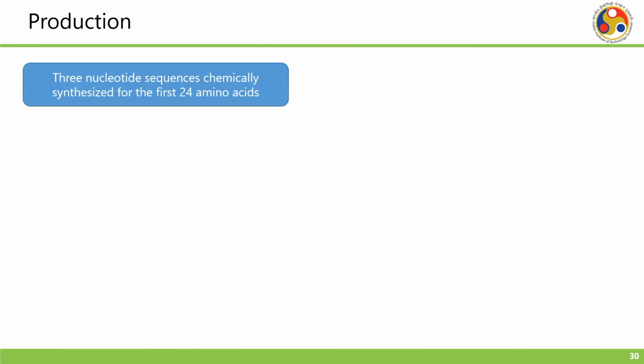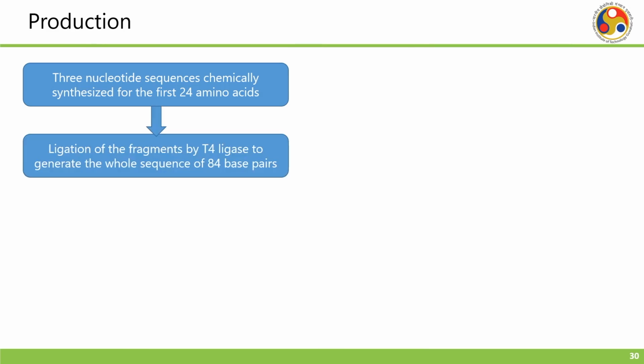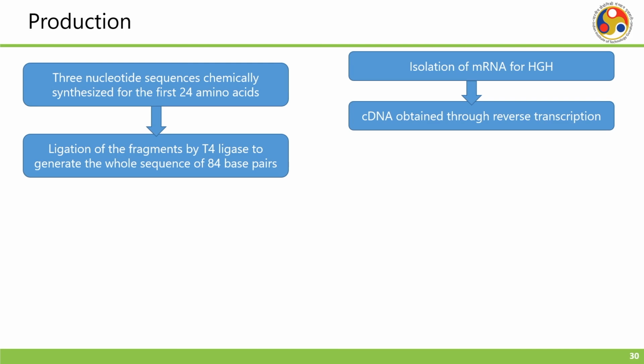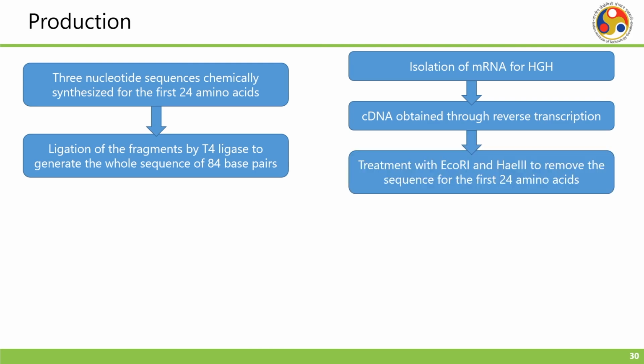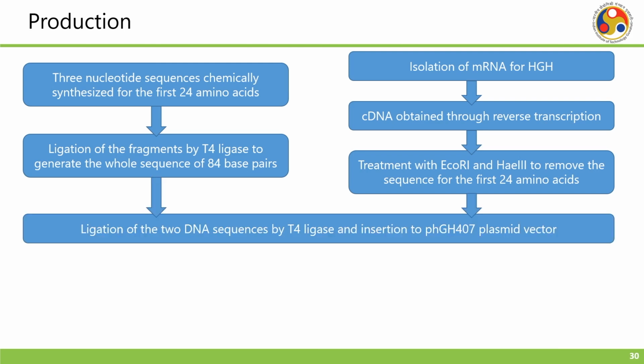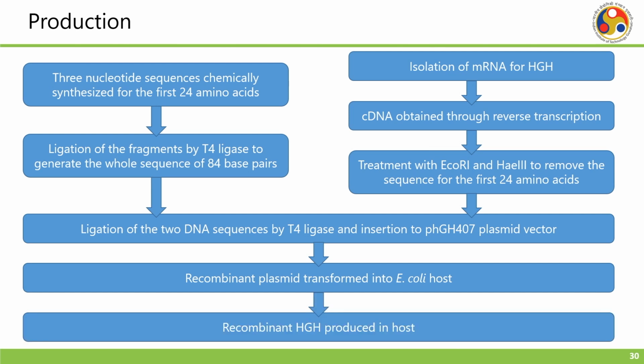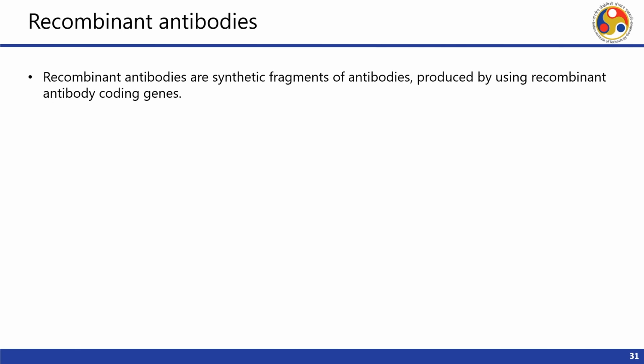So, three nucleotide sequences are chemically synthesized for the first 24 amino acids, with ligation of the fragments by T4 ligase to generate the whole sequence of 84 base pairs. Then we go for the isolation of mRNA for human growth hormone. cDNA is obtained through reverse transcription, which is treated with EcoR1 and HindIII to remove the sequence for the first 24 amino acids. Ligation of the 2 DNA sequences by T4 ligase and insertion into the plasmid vector, and then the recombinant plasmid is transformed into the E. coli host, where the recombinant human growth hormone is produced.